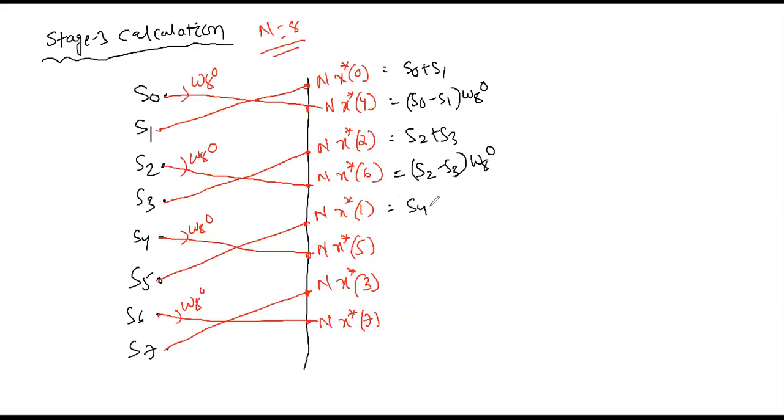Okay, S4 plus S5 is your S4 minus S5 multiplied by the twiddle factor. And finally, S6 plus S7 is your S6 minus S7 multiplied by the twiddle factor omega at 0. Okay, now same as I said before, once we get these values, what to do? First take the conjugate of this value, then divide by capital N to get the original value.